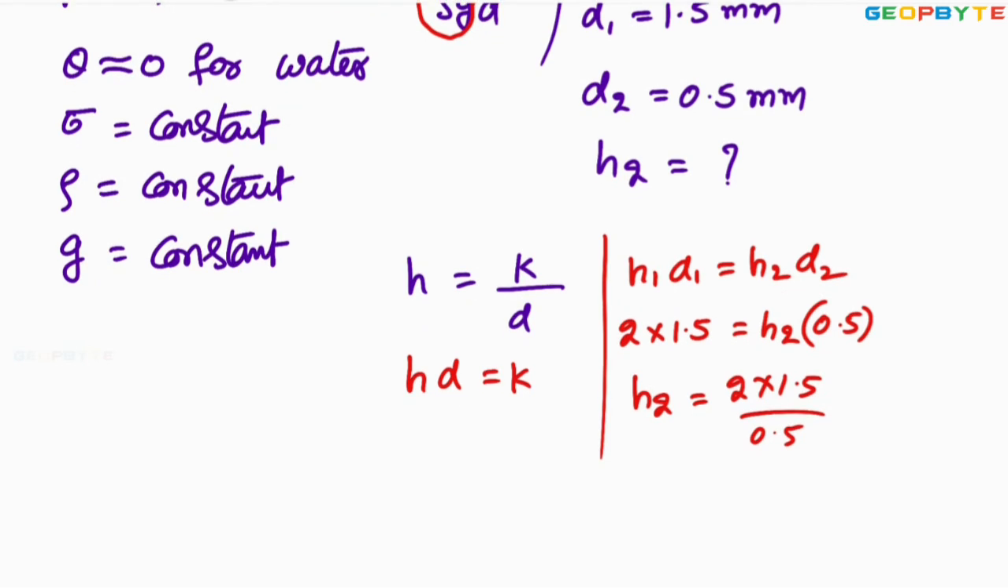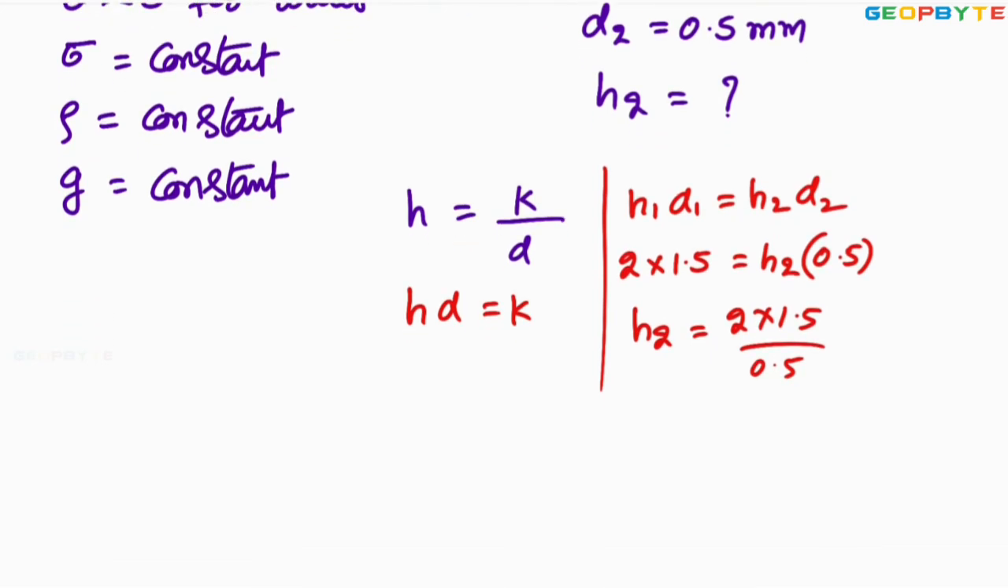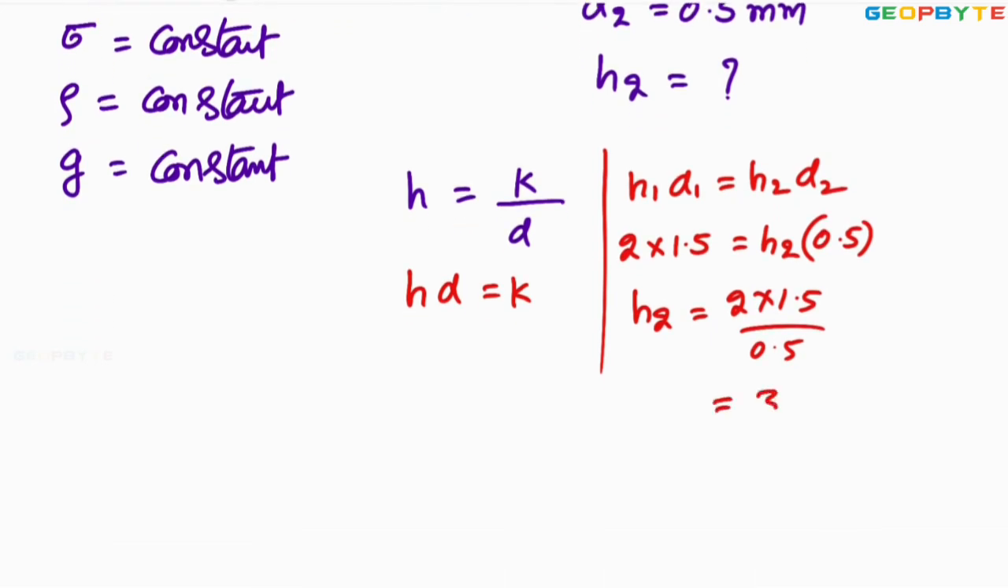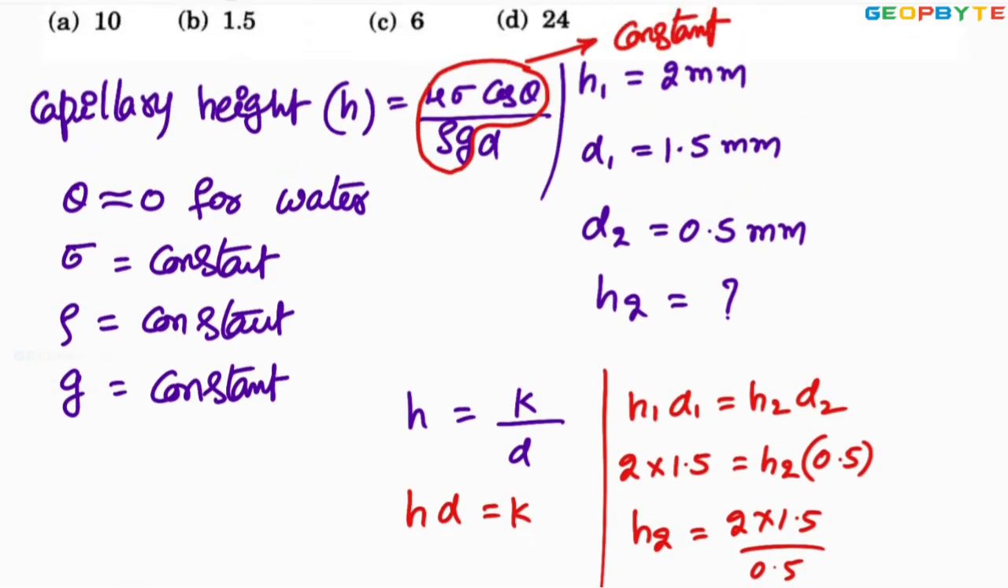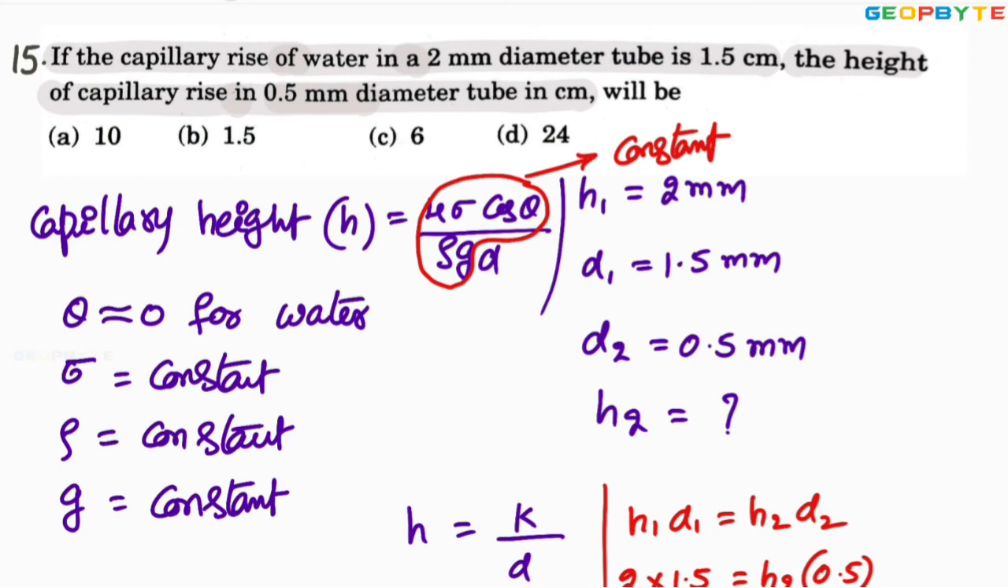For getting the required answer, it is equal to 3 by 0.5. Indirectly 3 into 2 is equal to 6 mm. That is the answer. The capillary height in the other tube is 6 mm. Look at option C. Option C is absolutely correct.